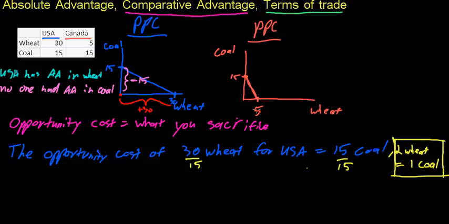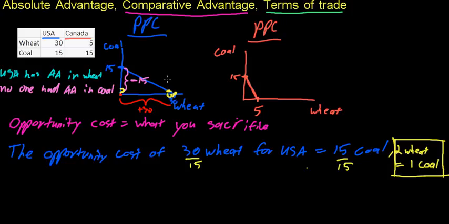So what that means is, to produce 1 unit of coal, and I'm just going to draw this really, really tiny, to go get 1 unit of coal, just this little increase, you have to give up 2 units of wheat. And the way that you would see that is if you were producing 30 units of wheat, all the way out here, to go up and produce just 1 little teeny unit of coal, you have to go 2 units down in wheat.